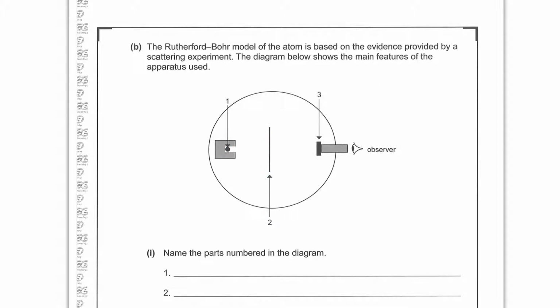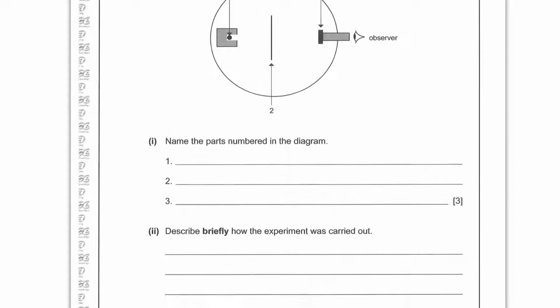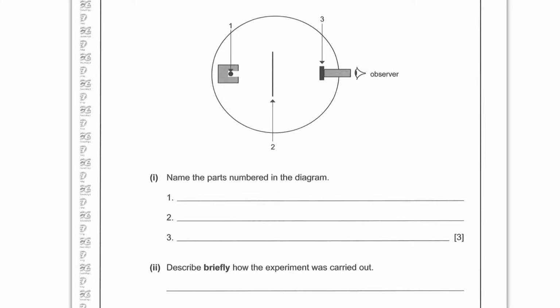2 here is an extremely thin film of gold. Okay, so you've got very thin gold foil here. And over here we have to have some method of detecting the particles. So 1 is an alpha source, 2 is a very thin gold foil, and 3 is something that will detect alphas.